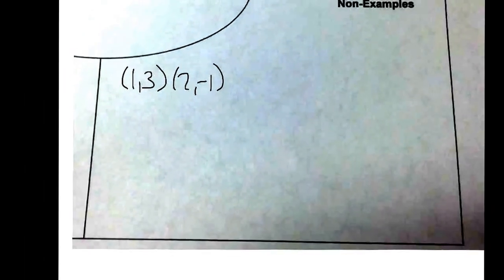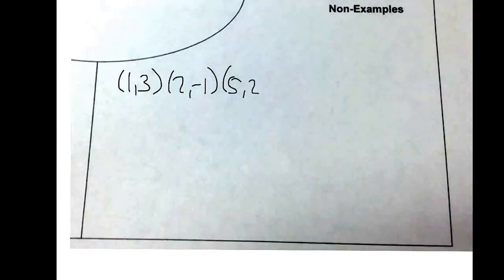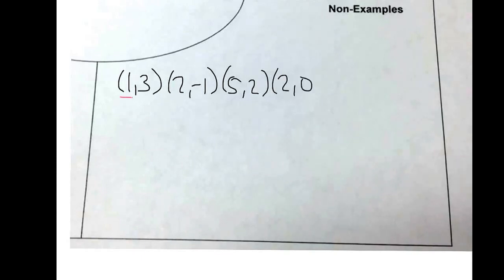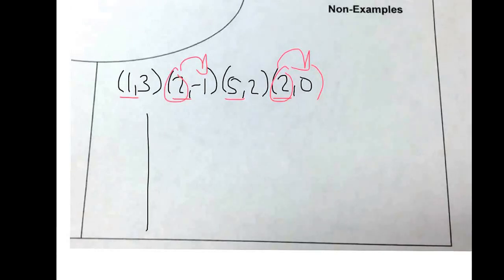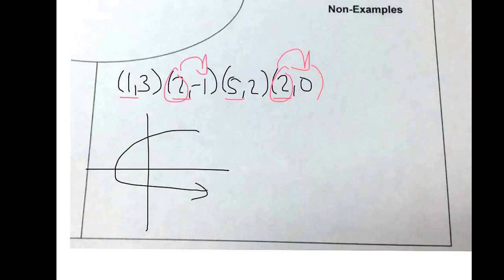Now the ordered pairs (1, 3), (2, -1), (5, 2), (2, 0). Because these 2's are matched up with different y values, this is a no-no. This is not a function. If we look at a graph, and when I draw my lines down this time, you'll see that these lines hit more than one time, and that makes it not a function.